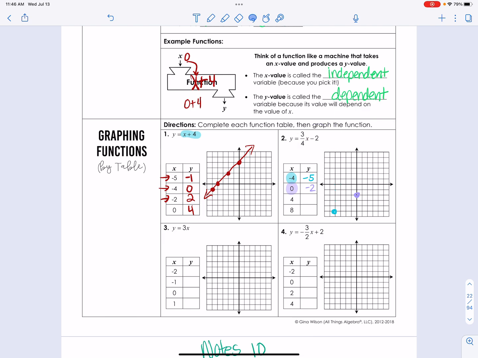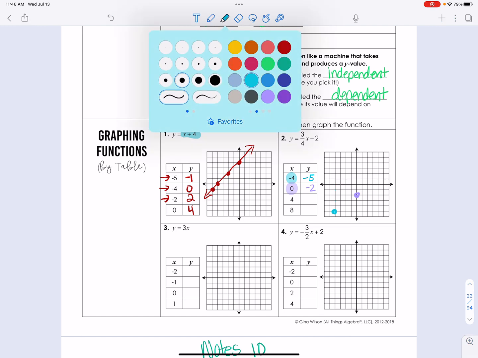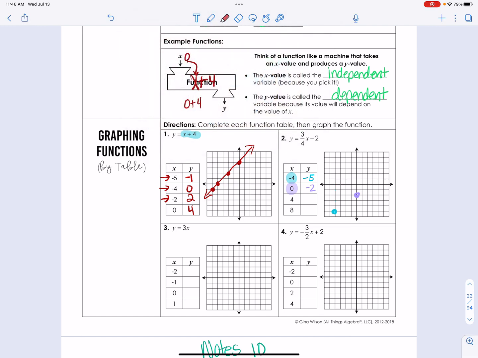Okay. And then I'm going to put 4 in for x. So I'm doing 3/4 times 4 over 1. Those 4's cancel, right? So don't I have 3 minus 2, which is 1? So 1, 2, 3, 4, 1.